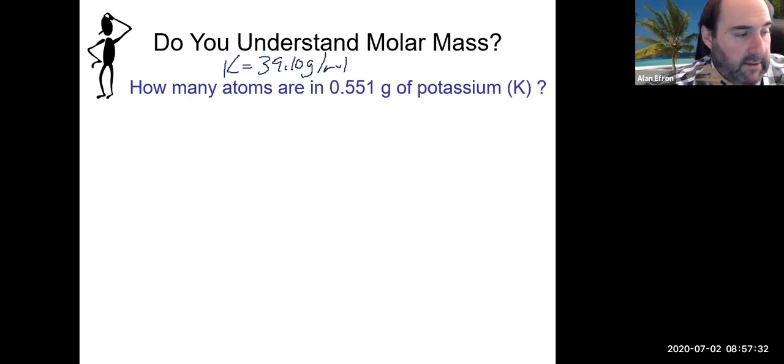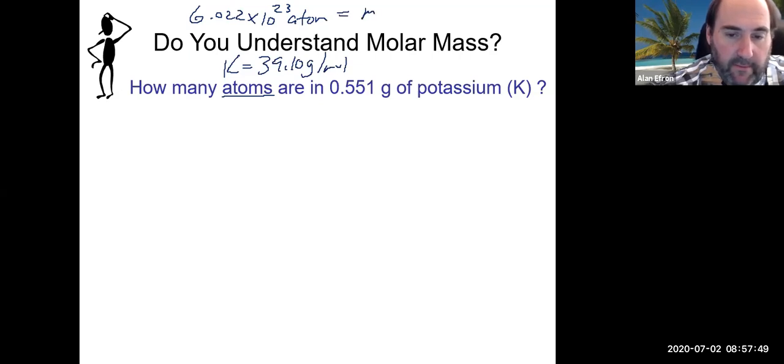Okay, so let's take a look here. When we look at this, we're looking for how many atoms. That's a keyword that tells us we need to use Avogadro's number, which, remember, is 6.022 times 10 to the 23 atoms in a mole. Before we could use that as a conversion factor, we need to get it into moles, which it is not. So we need to first go from grams to moles, and then we could go from moles to atoms.